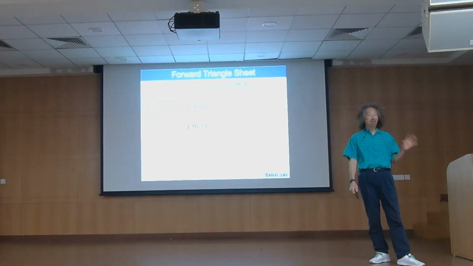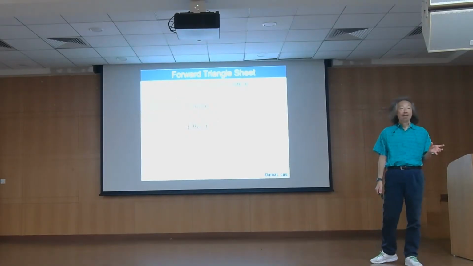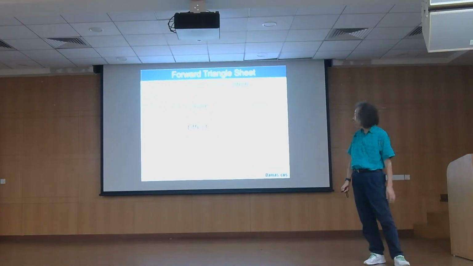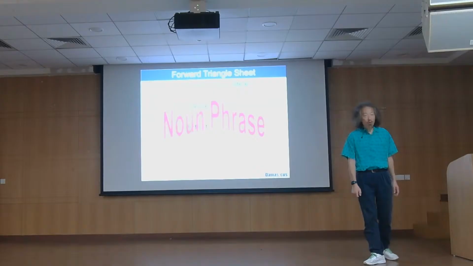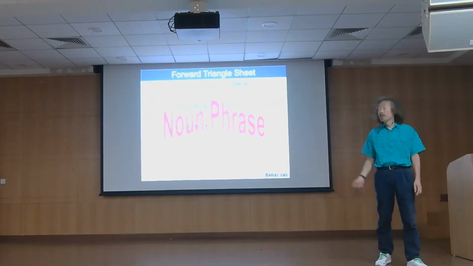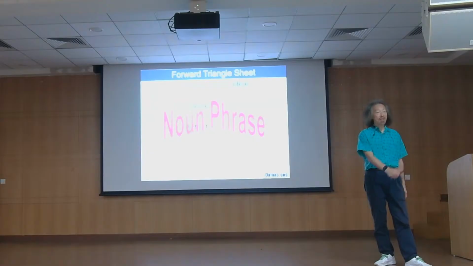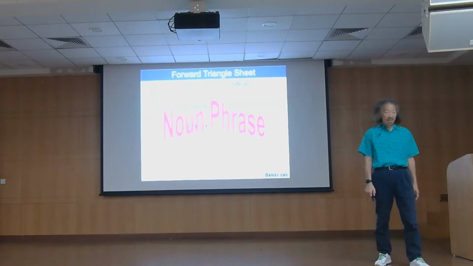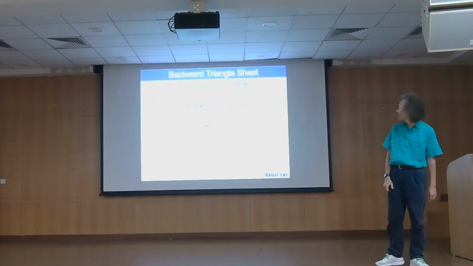So that's why I said you need to repeat, or you need to go back and forth between the forward and the backward triangle. It is important to use noun phrase or simply a noun in these 4 boxes so that you can use it for other purposes in later stages.